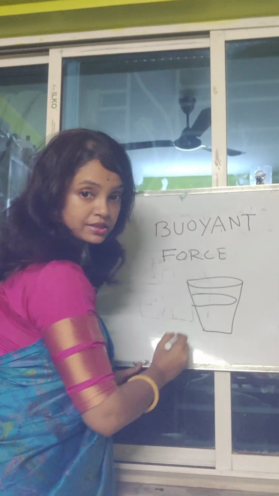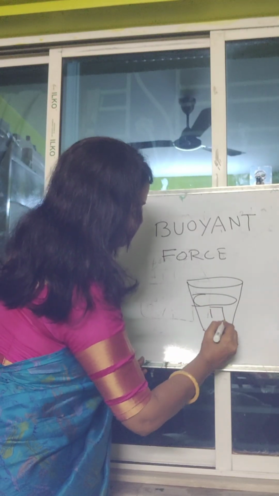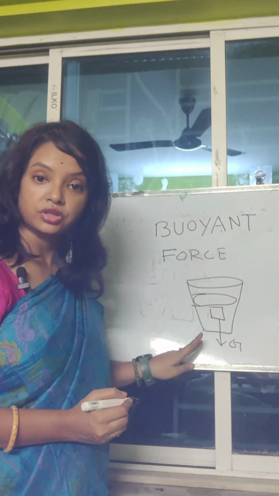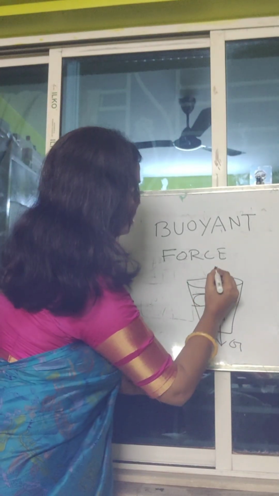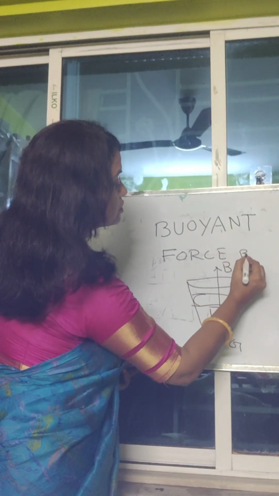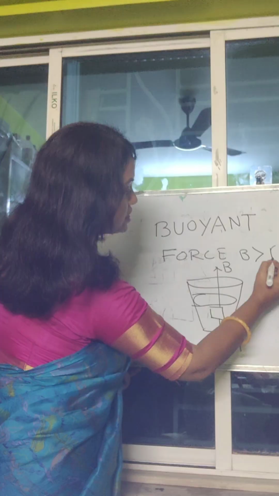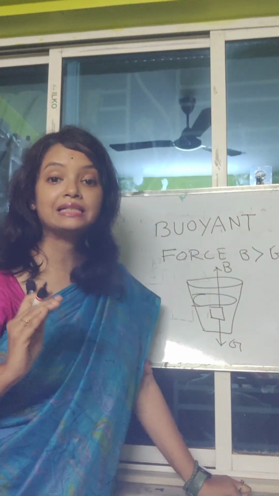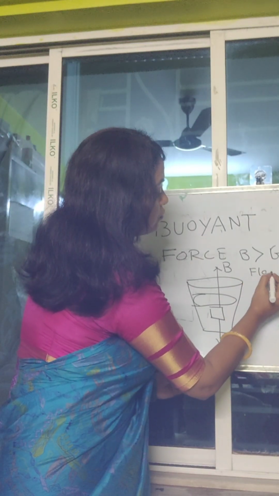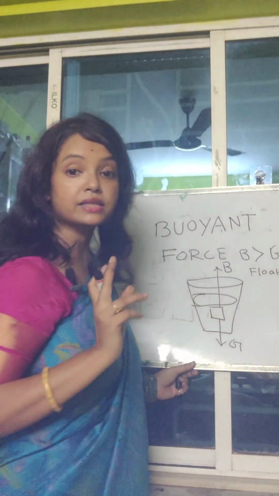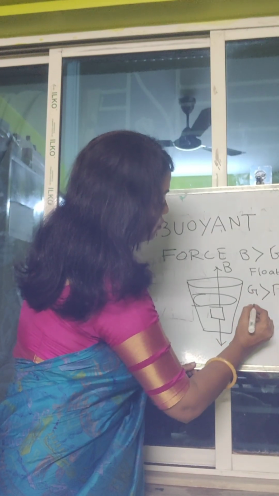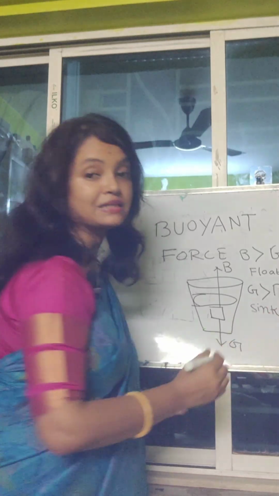if this is the water surface, some object is there, the gravitational force G is working downward and the upward buoyant force is acting. If buoyant force B is greater than the gravitational force G, then we can say that the object floats. That is, the object floats. And if the gravitational force is higher than the buoyant force, we can say that the object will sink down.